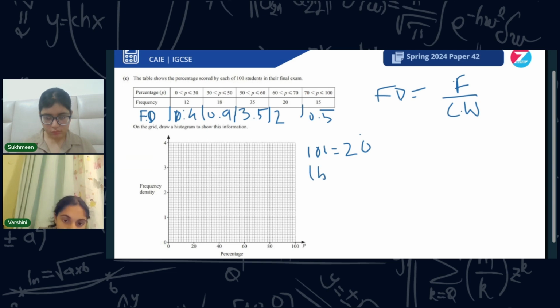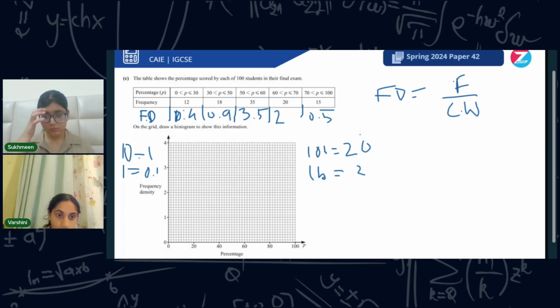So one box on the x-axis is going to be 20 by 10, which is 2. And on the y-axis, we know 10 boxes equals 1, so one box is going to be 1 by 10, which is 0.1. Okay, so now that we know this, we need to find these intervals 30, 50, 60, and so on.